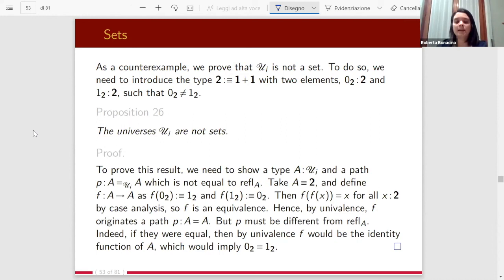We take A as the type 2, and we define a map f from A to A, which is the switch map. So we define f of 0 as 1 and f of 1 as 0. We have, of course, f composed with f is the identity for all x in 2 by case analysis. And so it holds that f is an equivalence. But so by univalence, we have that f originates a path P from A to A, which must be different from refl. Indeed, if P and refl were equal, then we would have by univalence that f is the identity function of A, which would imply that 0 is equal to 1. So for this reason, we can conclude that universes are not sets.